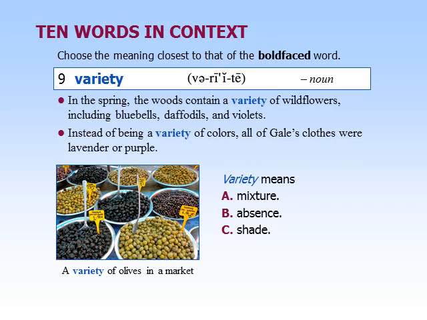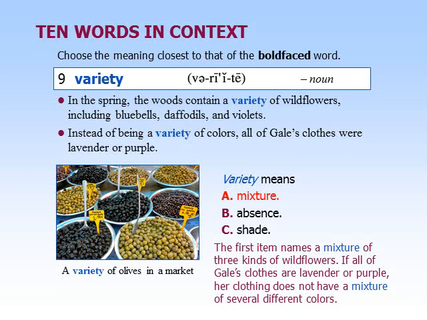So what variety means is a mixture. One thing to pay attention to in terms of the sentences is that we have variety followed by of in both of these cases. So a variety of wildflowers means a bunch of different wildflowers. A variety of colors is a bunch of different colors. I don't know that mixture is the best synonym for it, because mixture has this idea that they're all mixed together. But variety means that we have a bunch of separate different things.